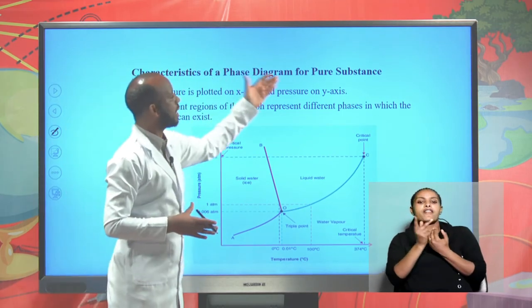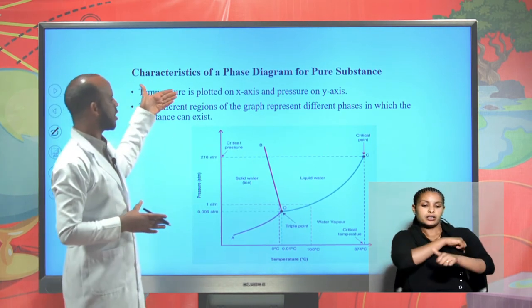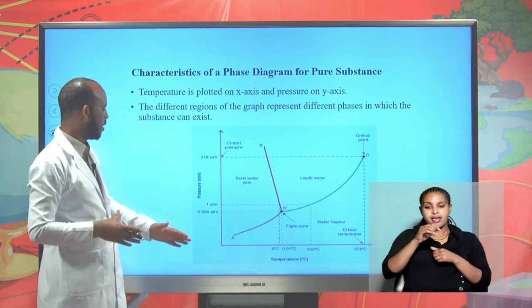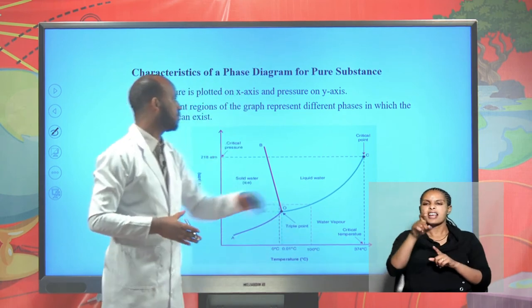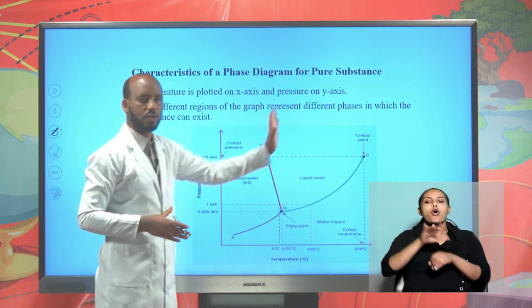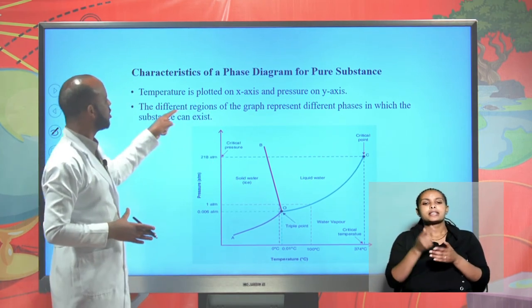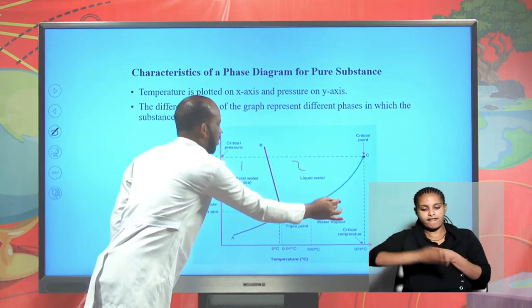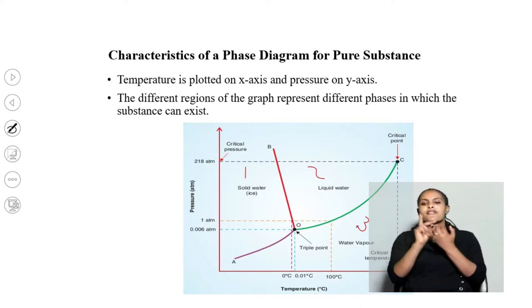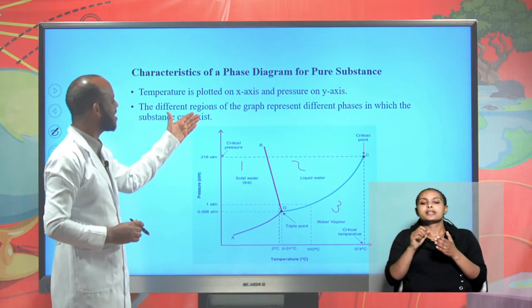Characteristics of a phase diagram for a pure substance. 1. Temperature is plotted on the x-axis and pressure on the y-axis. The different regions of the graph represent different phases. This is the phase of water, which is solid ice, in which the substance can exist.